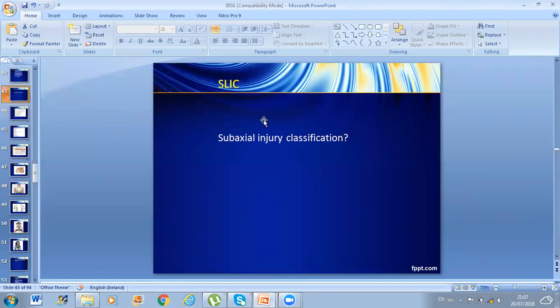Can someone tell me what is the difference between the cervical spine injuries and the thoracolumbar components? What is the single important difference? Cervical spine injury can cause quadriplegia. Regarding the mechanism.